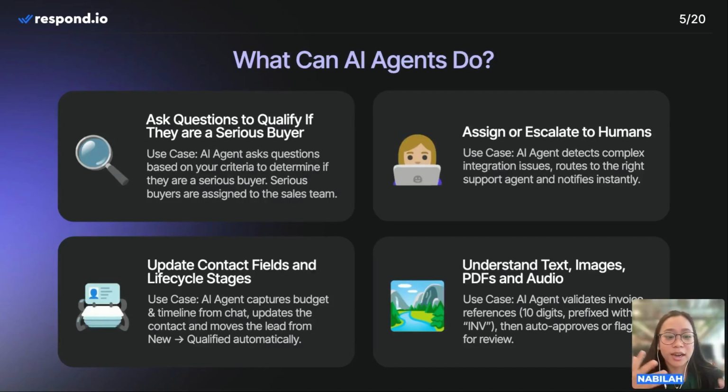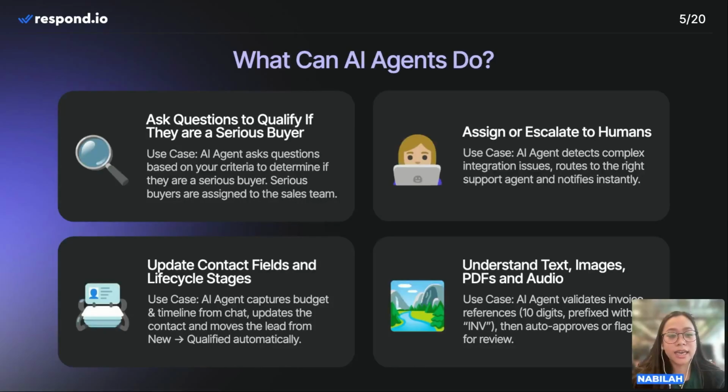And third, I know some business owners have that fear: what if AI says something wrong? Or what if the customer gets angry? You don't want AI to handle a very complex complaint. That's where the AI agent is able to detect complex issues, route them to support agents or human agents, and notify them instantly.